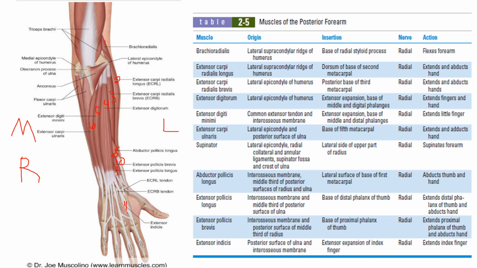Adjacent to it, moving more medially still, is the extensor carpi ulnaris, or the ECU. The extensor carpi ulnaris originates from the lateral epicondyle and the posterior surface of the ulna, and it inserts into the base of the fifth metacarpal. Its function is to extend and adduct the hand.